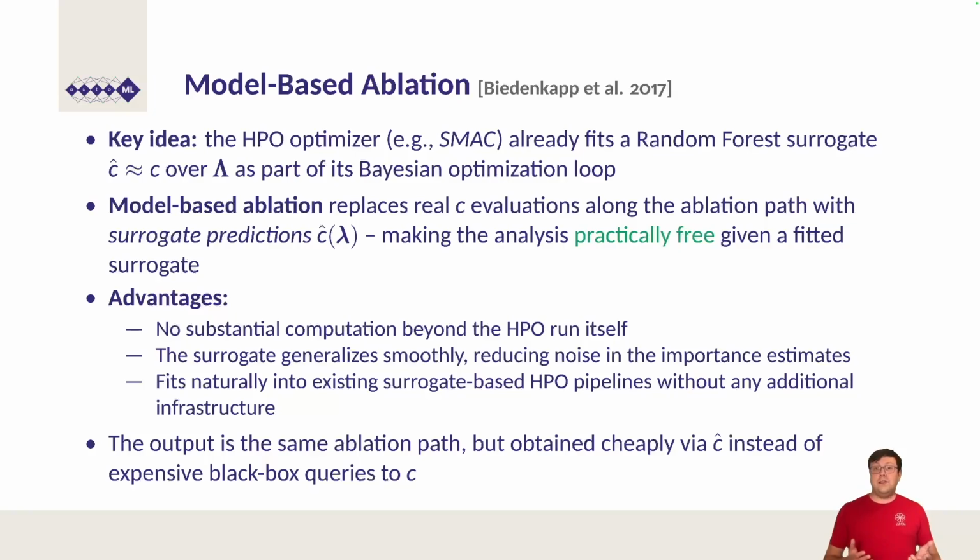Model-based ablation replaces the real evaluations along the path with surrogate predictions. Given a fitted surrogate, the analysis carries negligible marginal cost. Three consequences: no computation beyond the HPO run, smoother, lower variance importance estimates since the surrogate regularizes the response, and clean integration into existing surrogate-based pipelines. We obtain the same ablation path but via cheap surrogate queries rather than expensive black box evaluations.